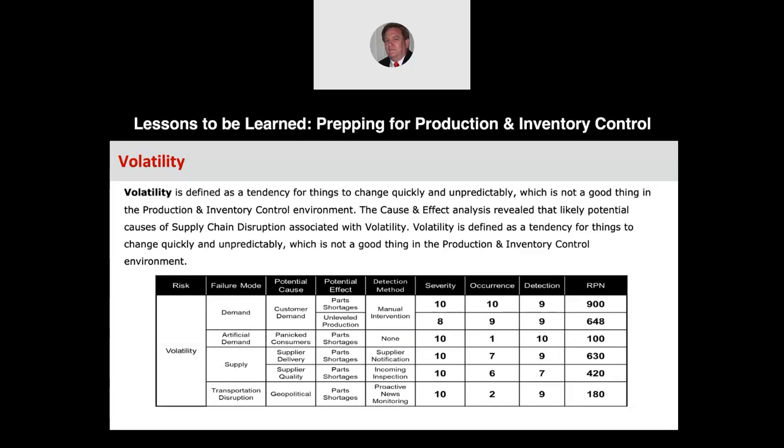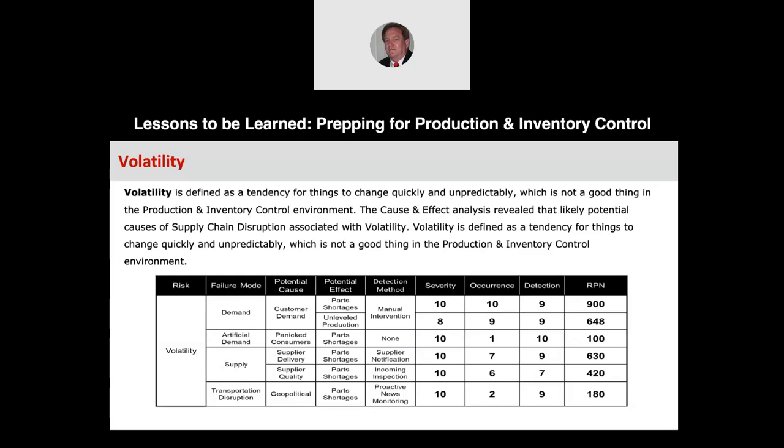The other one could be customer demand causing unlevel production. You've got more demand than you have capacity for, or you have capacity on a different line or different workstations that you were not planning for. The detection method currently for most companies would be manual intervention: just accidentally catching it, or reading an email or whatever and catching it.